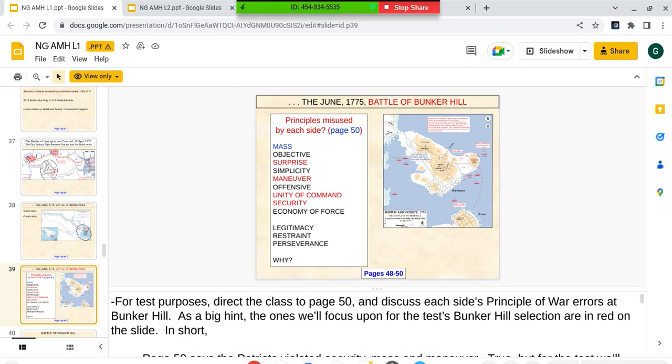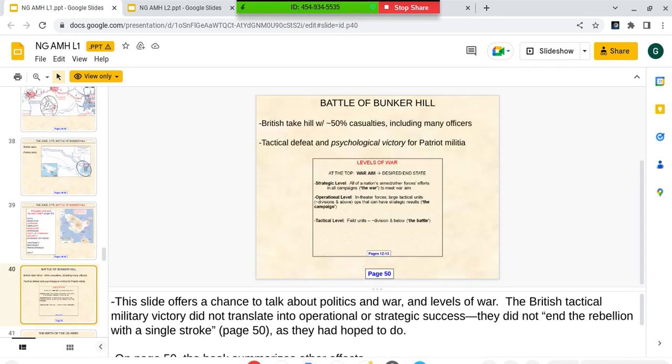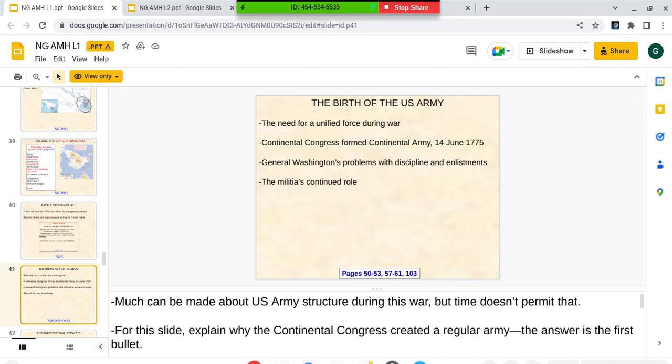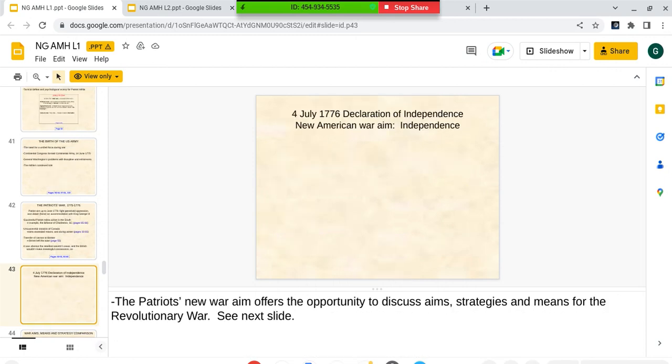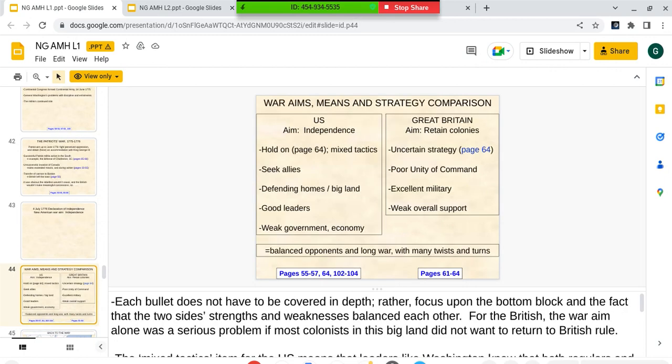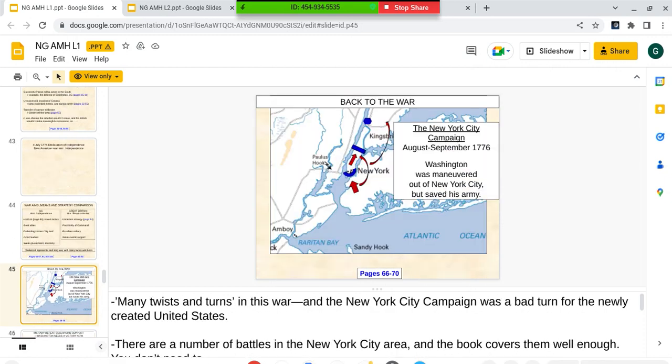Even though they won, it was a very costly victory. That's what's important to know about this. Here we talk about how the British took the hill, but half of them died, including a lot of officers. And even though the Patriots lost, the British really lost so many people. Was the victory even worth it? Who knows? It is debatable whether or not it was truly a valuable victory for the British, since they lost so many people. Okay.